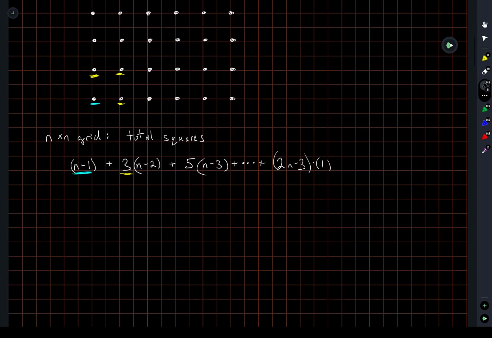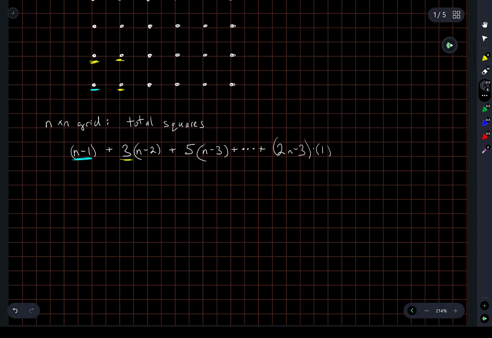Now I wonder if there's a nice formula for this. What do I actually have? Maybe I can write this as a proper summation. So I have a sum. How many terms do I have in the sum? 1, 2, 3, 4, 5, which is really n minus 1. I'll have this go from 1 to n, where I have n minus k, and that'll give me n terms.